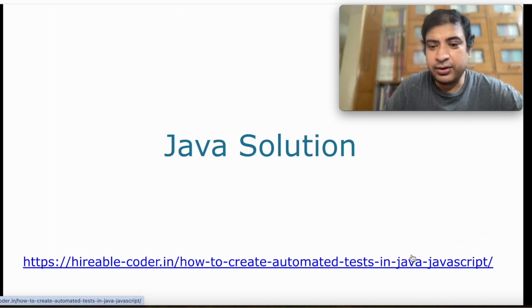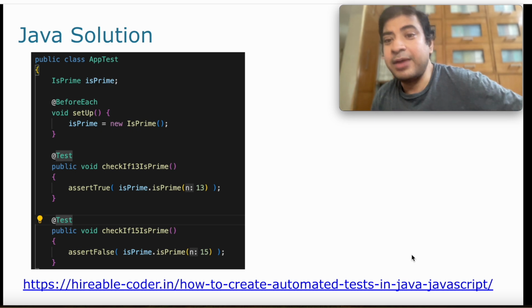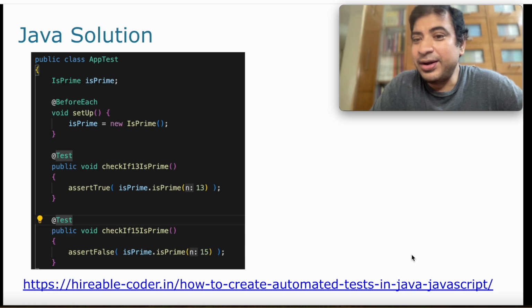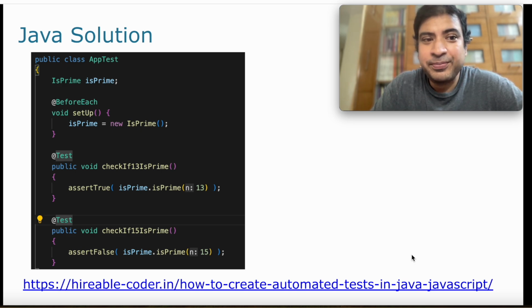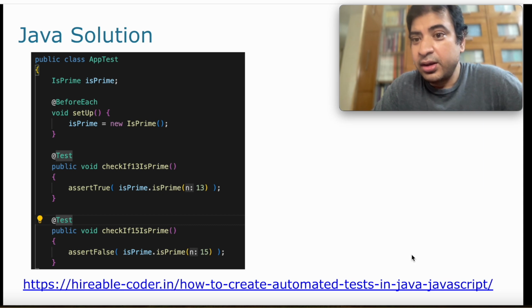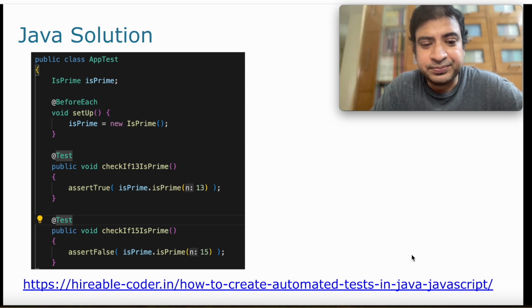Now we will go to the Java solution. Again, for the Java solution we will need an external library, and the name of the external library is JUnit. The good news is that whenever we create a Maven project, the JUnit library gets automatically added as a Maven dependency in pom.xml. But if you have still not set up a Maven project, please follow my other video where I showed how to use external libraries in Java.